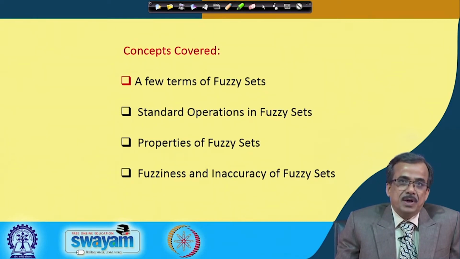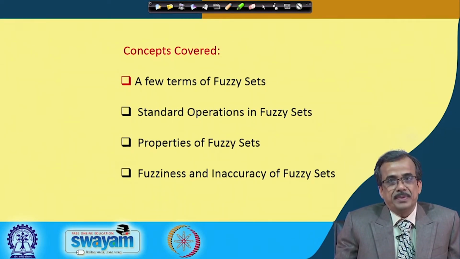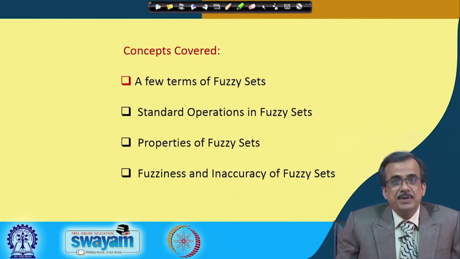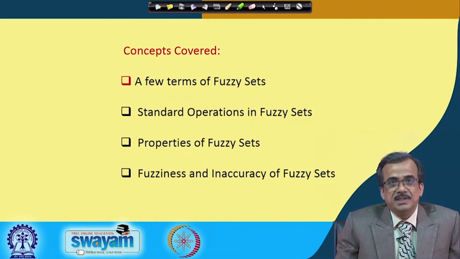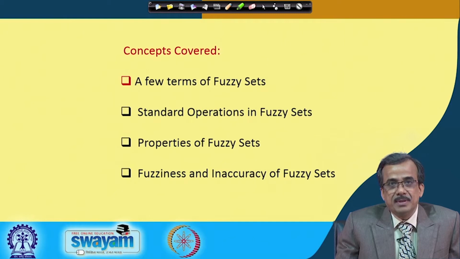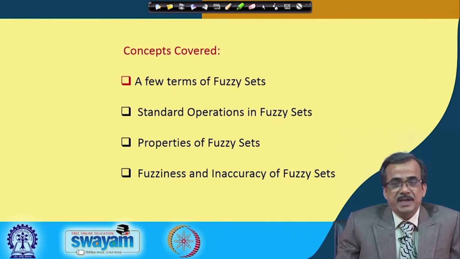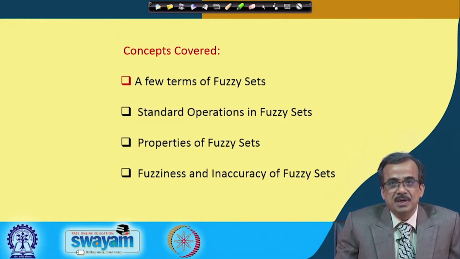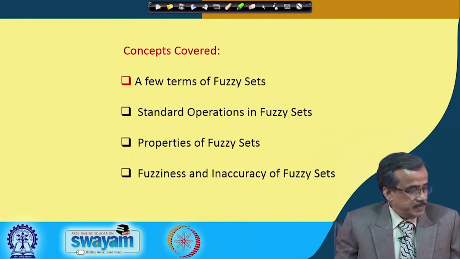to determination of membership value for different types of membership function distribution. And after that, we are going to define a few terms related to fuzzy sets. Some standard operations in fuzzy sets will be discussed. The properties of fuzzy sets will be explained, and at the end, two terms, namely fuzziness and inaccuracy of fuzzy sets will be defined, and we will be solving some numerical examples like how to determine the fuzziness and inaccuracy of fuzzy sets.